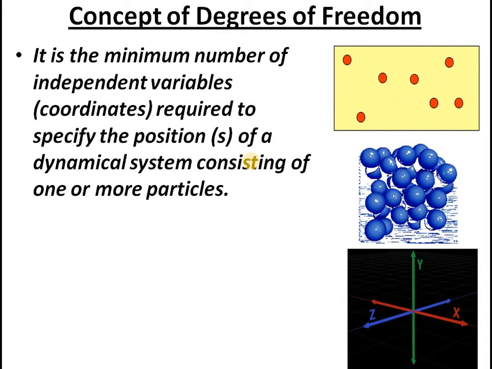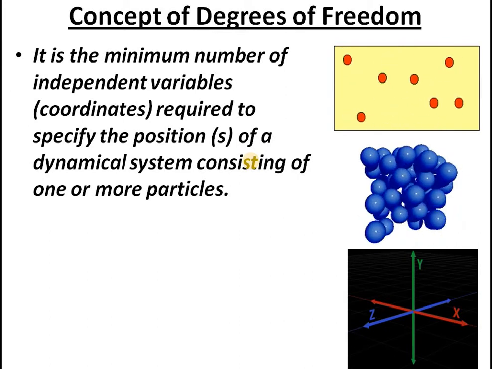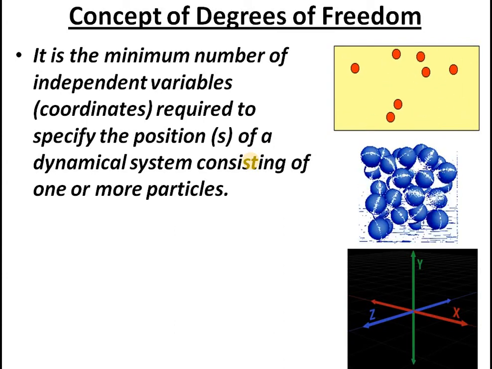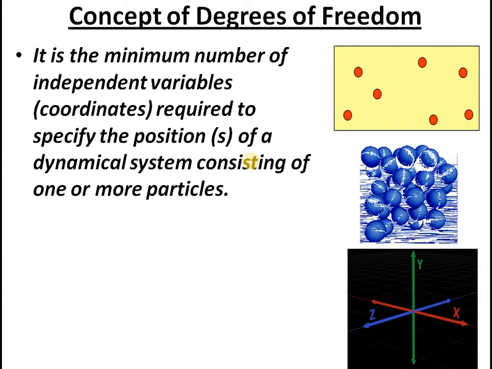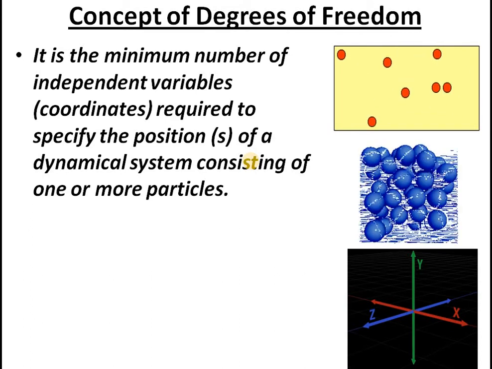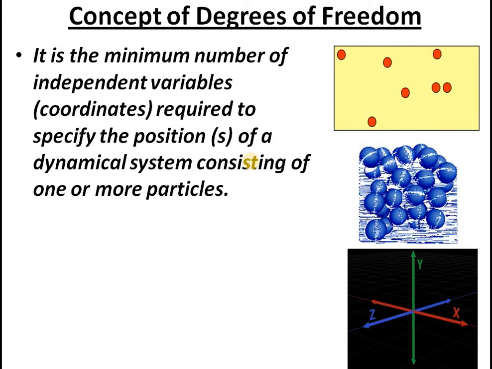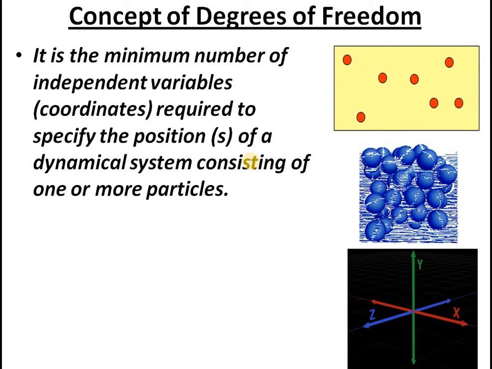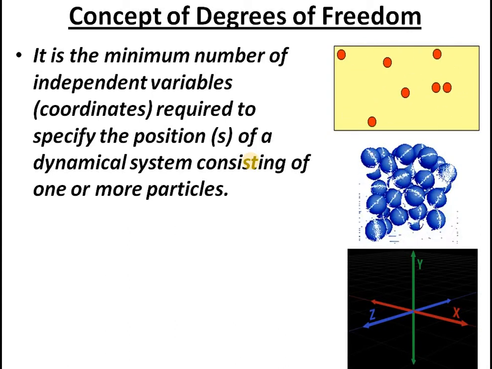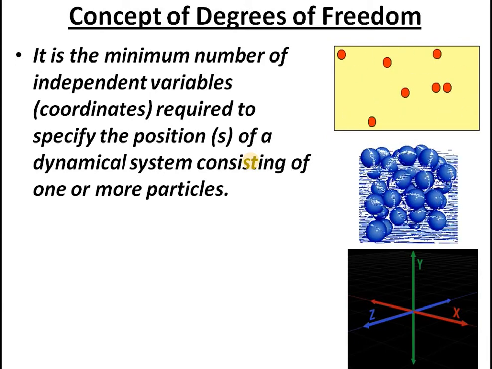You can describe it like this. It is a minimum number of independent variables required to specify the position of a dynamical system consisting of one or more particles. It can be a one particle system, it can be two particle system, or it can be an n particle system. Okay. You can generalize to any extent.